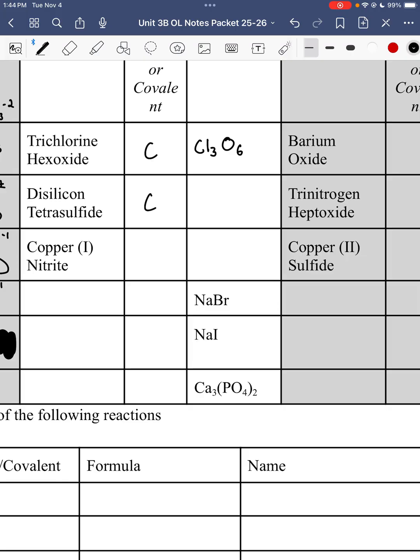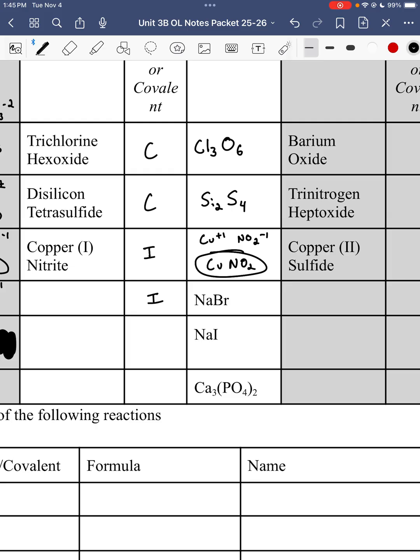Another covalent compound, disilicon, tells us we have Si2. Tetrasulfide tells us we have S4. Next, we have copper 1 nitrite. This is an ionic, so we'll do the crossover method. Cu plus 1. Nitrite is NO2 minus 1. So when we cross over, we get CuNO2 as our final answer.